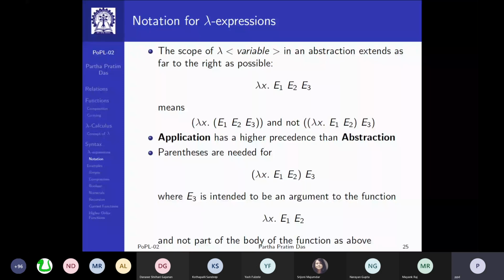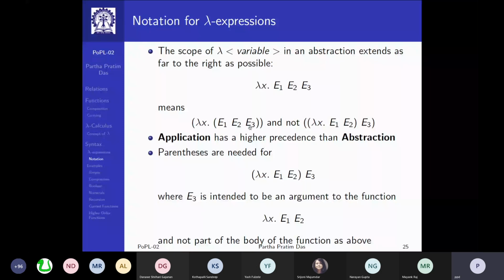So I would think of it in a different way also. I can think of this lambda x dot e1 as an abstraction, e2 applied onto e3 as application, function invocation, and then an application of this lambda x dot e1 onto the result of e2 applied on e3. Right? I could have thought of that. In that case, I'll need a parenthesis here, then I'll need another parenthesis here. So if I simply write this, it means this without the parenthesis.